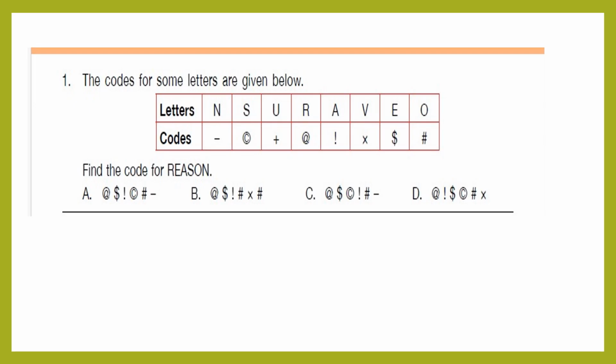Question number 1. The codes for some letters are given below. Find the code for reason. REASON. For every letter a code is given. So the answer is option A.